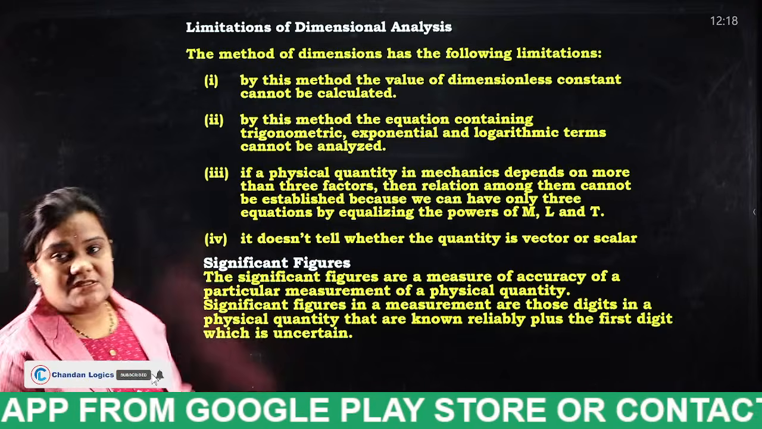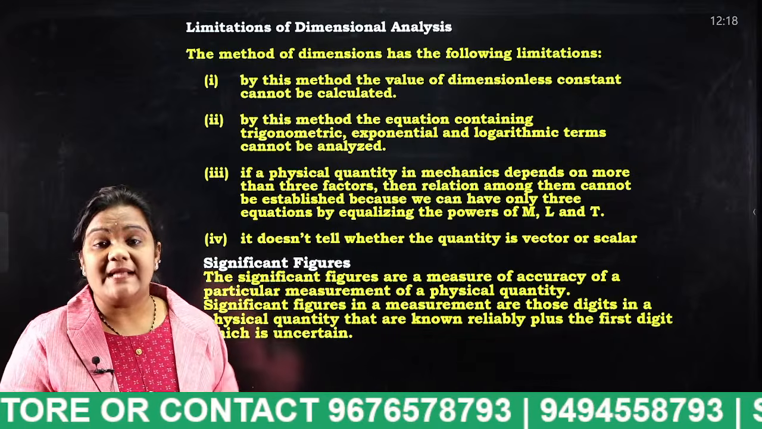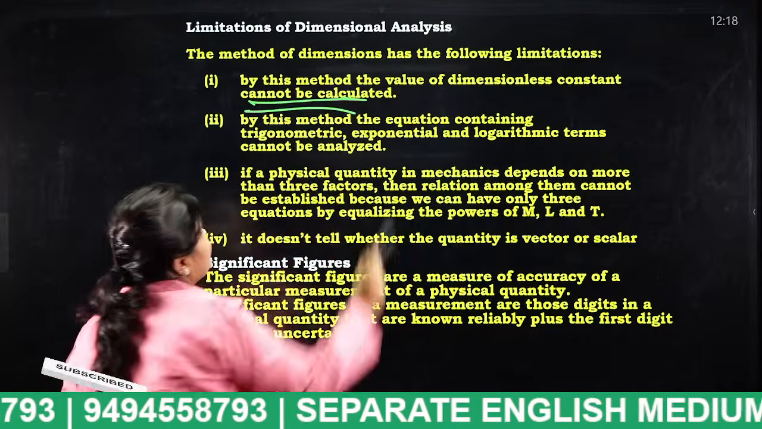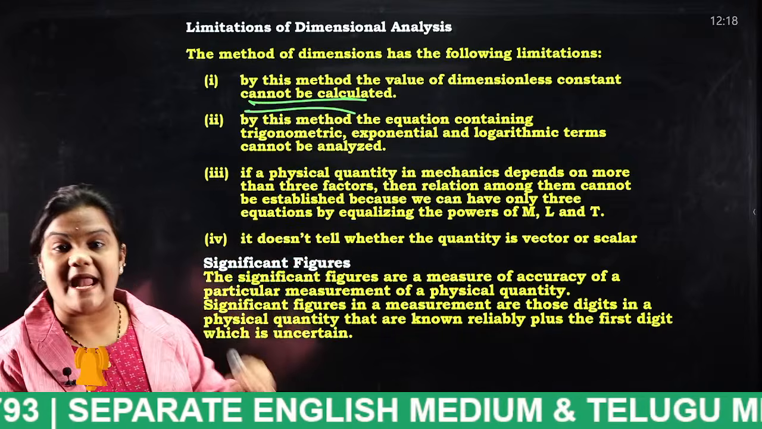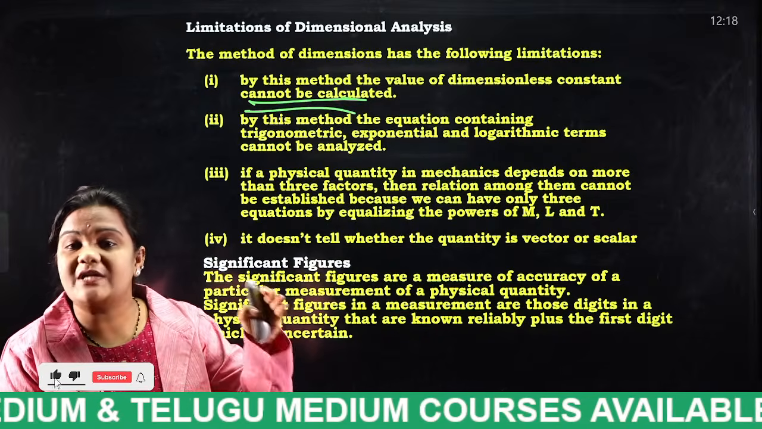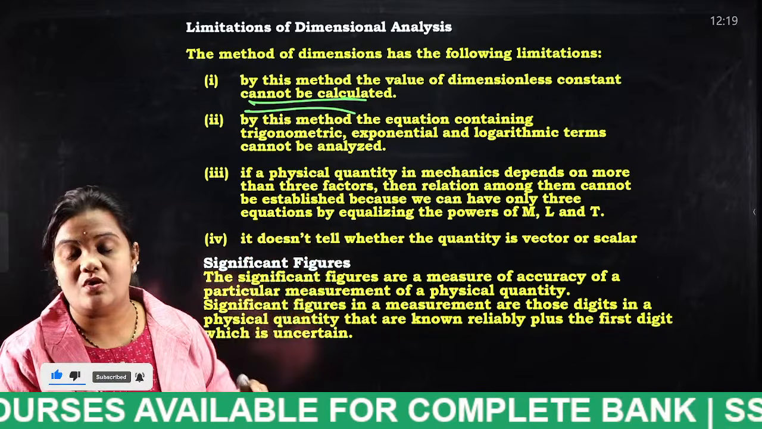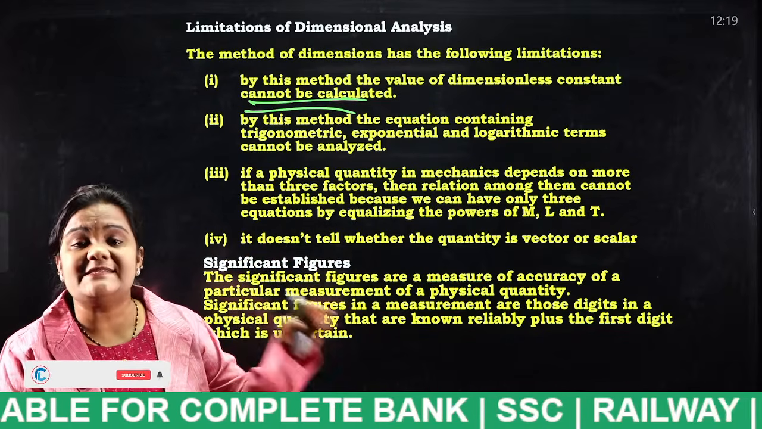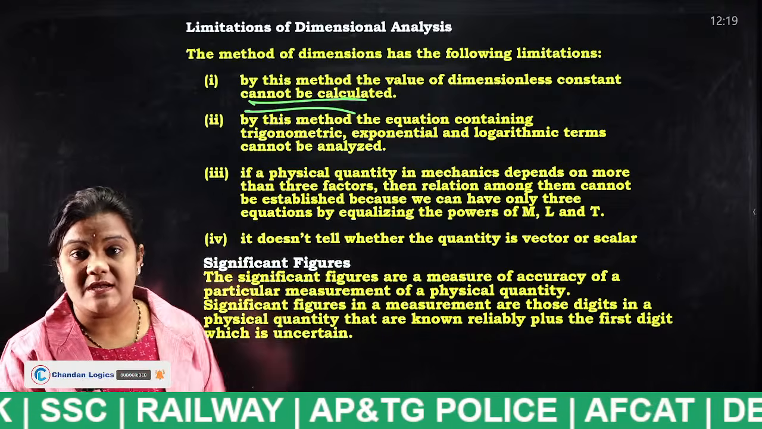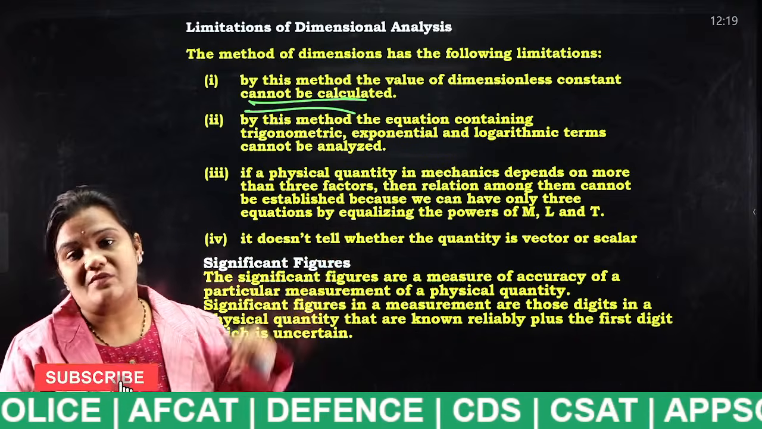Limitations. What are the limitations of dimensions? This is very, very important. These dimensions are limited for dimensionless constants; dimensionless constants cannot be calculated. For example, coefficient of friction, the ratio of friction values, is a non-dimensional value. That means it does not have any units. So these dimensions are limited to dimensionless quantities.